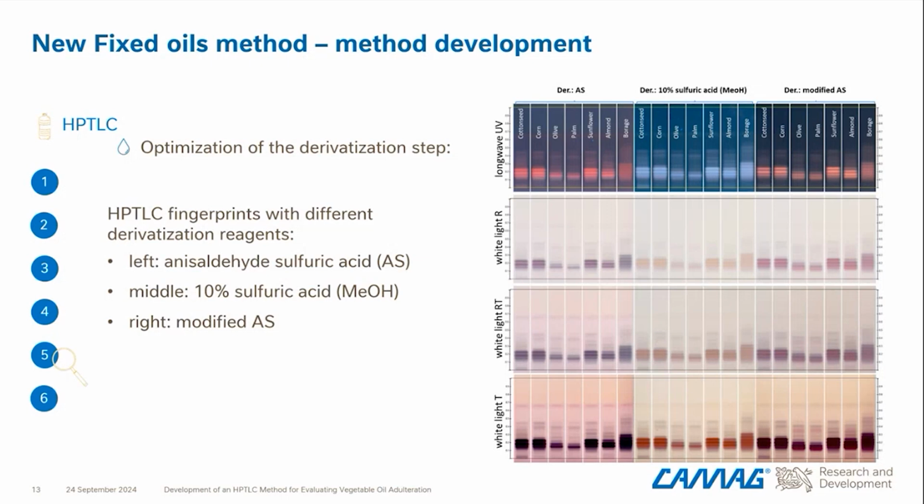The 10% sulfuric acid in methanol is also giving us the same kind of result, just that in white light, the zones are more orange than purple, which is not the best if you want to really describe the fingerprint. Then if you compare with the modified anisaldehyde sulfuric reagent, here we have more information. You see that in white light, we start to have different colors. Everything is not just violet, purple. We start to have some pink zones also. This can help when you want to discriminate, or if you have some mixture, the purple zone will make the difference. So that's why at the end, we went for the modified anisaldehyde sulfuric acid.